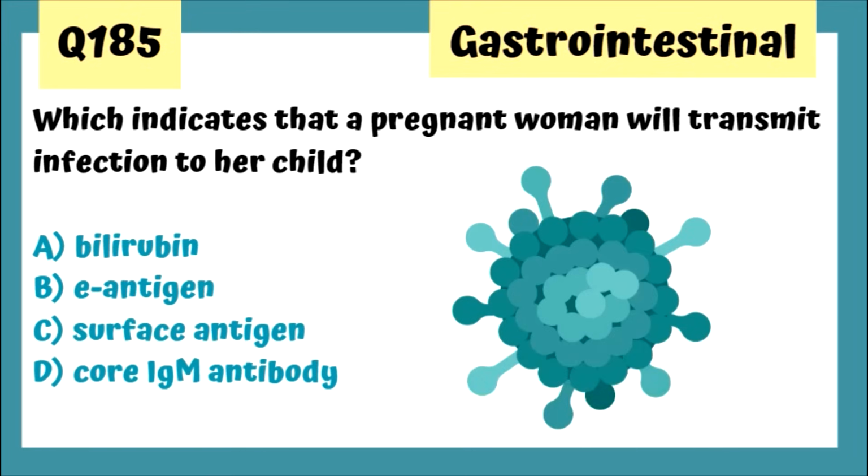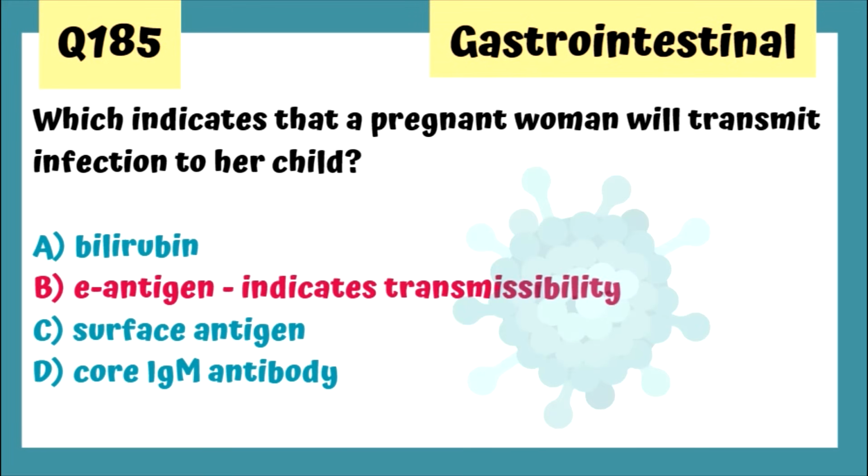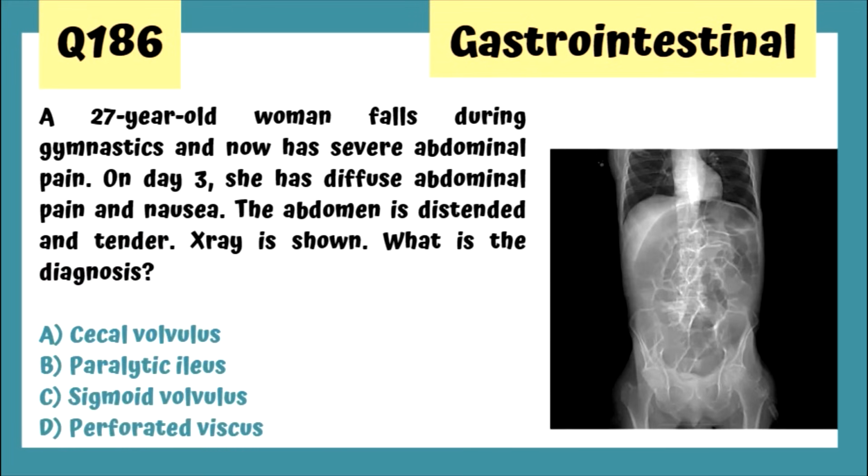Question 185, which indicates that a pregnant woman will transfer infection to her child? So we want to look for something that is transmissibility. E is all about transmissibility. That's the E antigen.